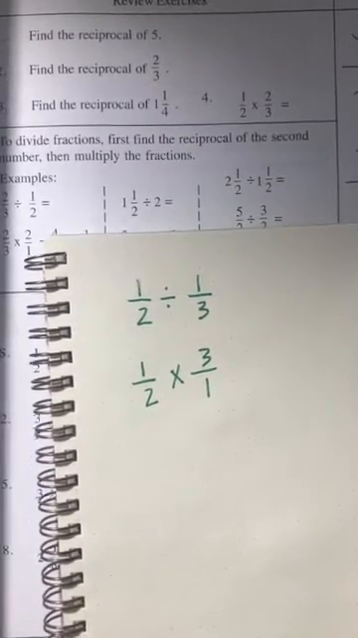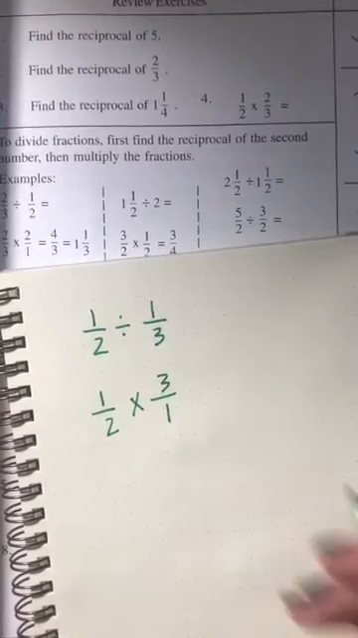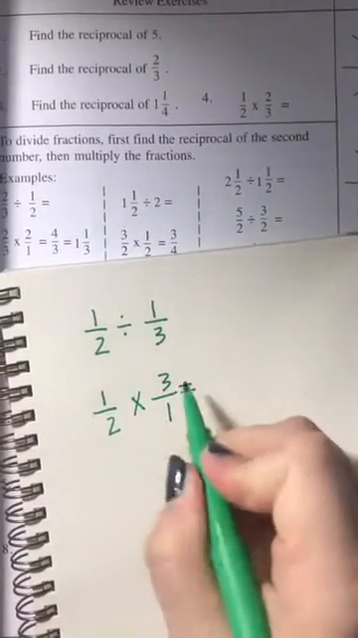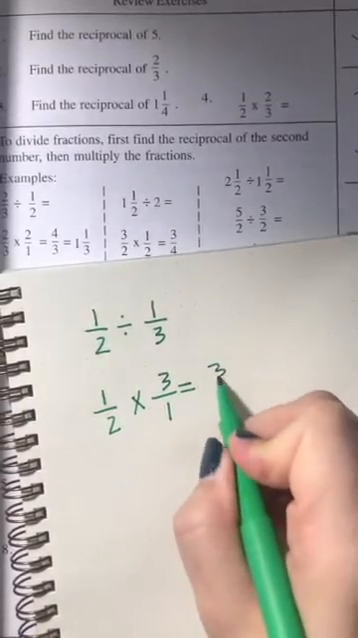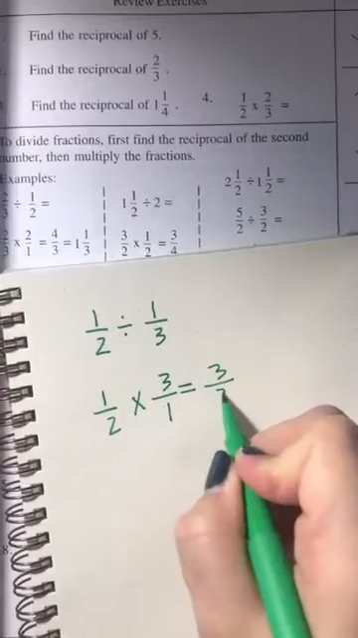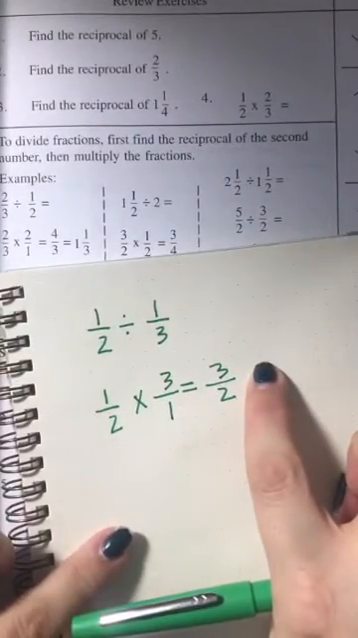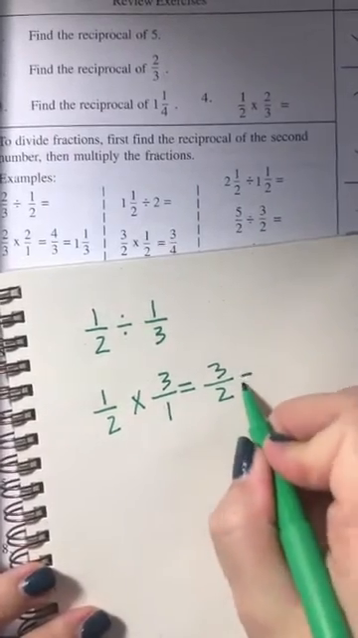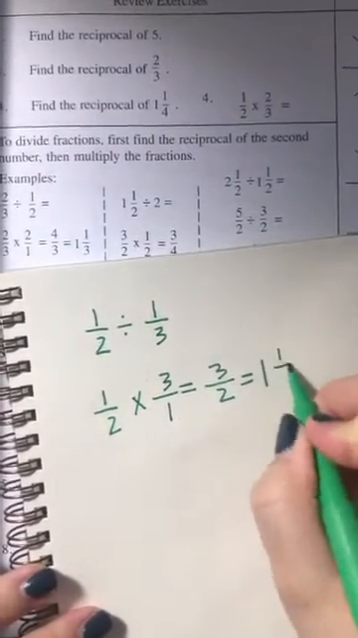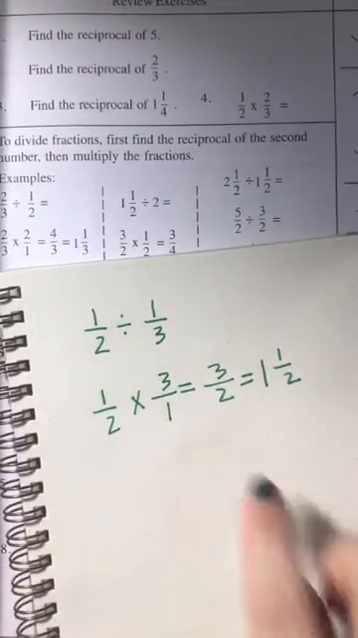So dividing the fraction, what you're doing is actually multiplying by the reciprocal. So here we have a lot of practice in multiplying these simple fractions. 1 times 3 is 3. 2 times 1 is 2. Of course, when you see an improper fraction as your solution, you change it to a mixed numeral. 1 and 1/2 would be the mixed numeral of 3/2.